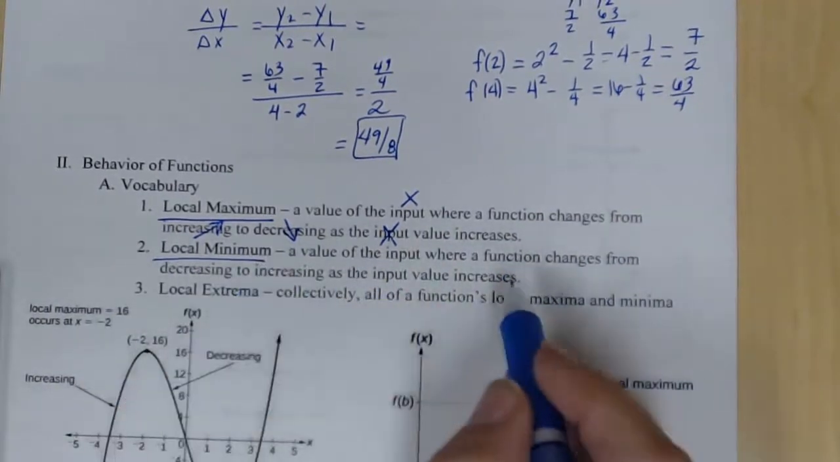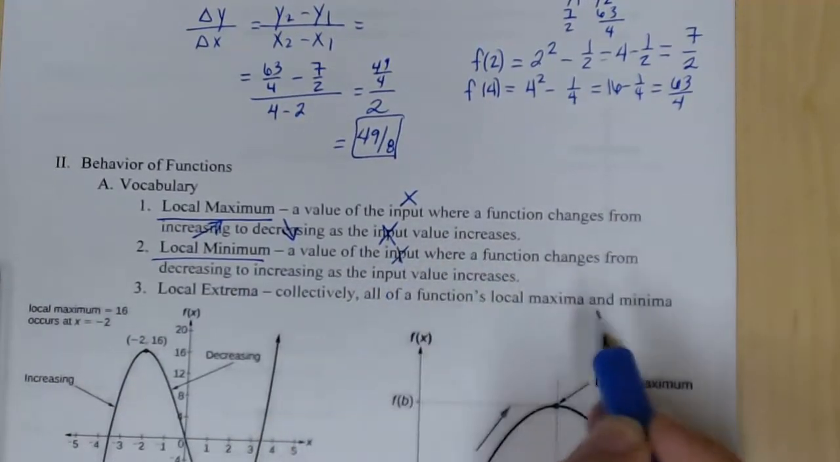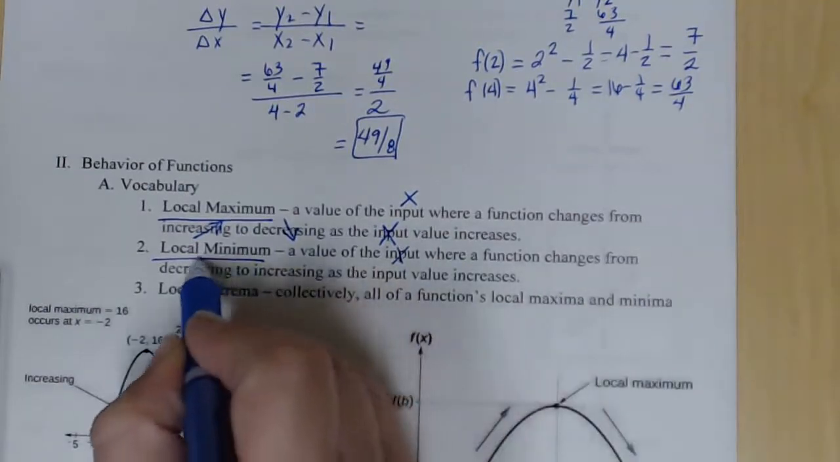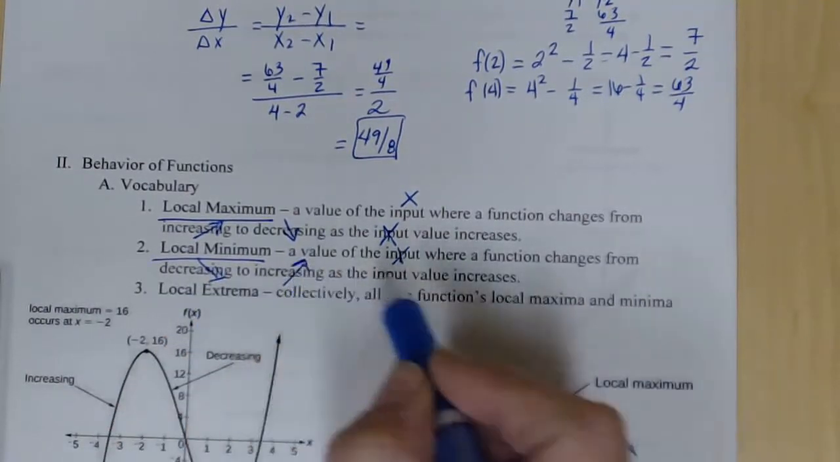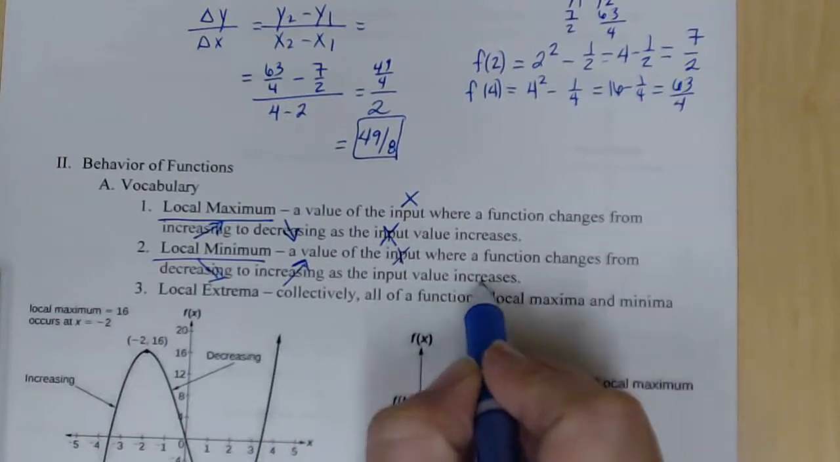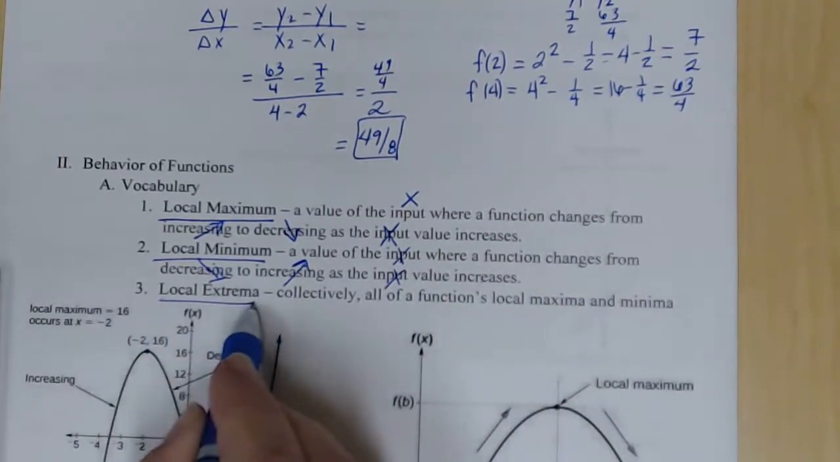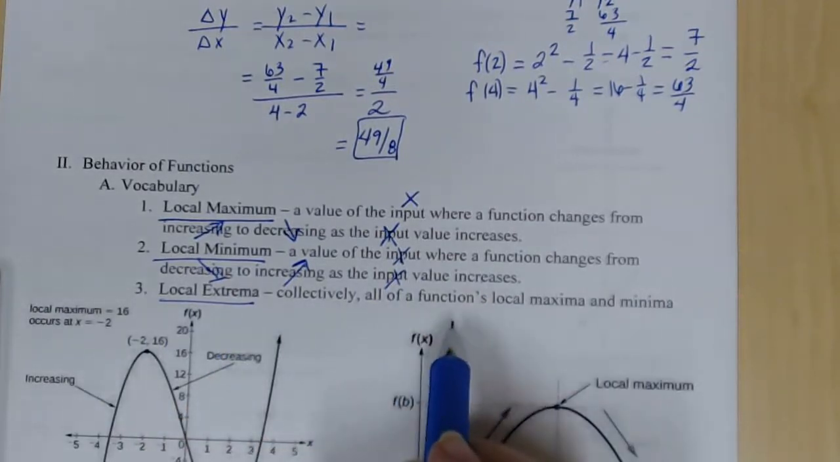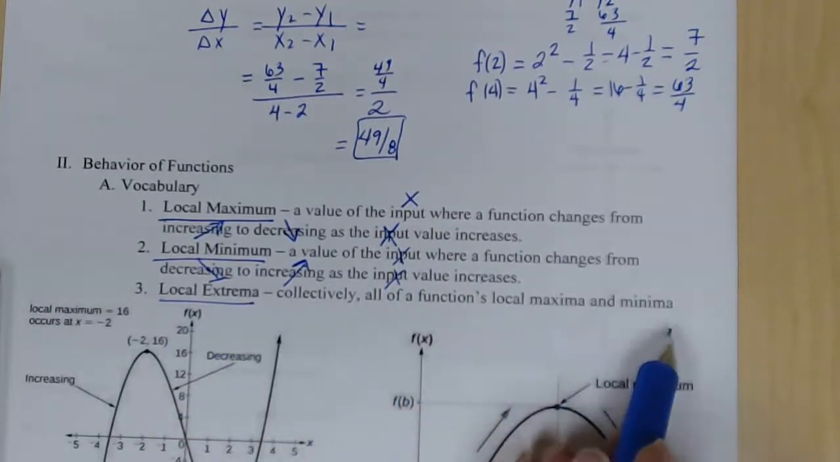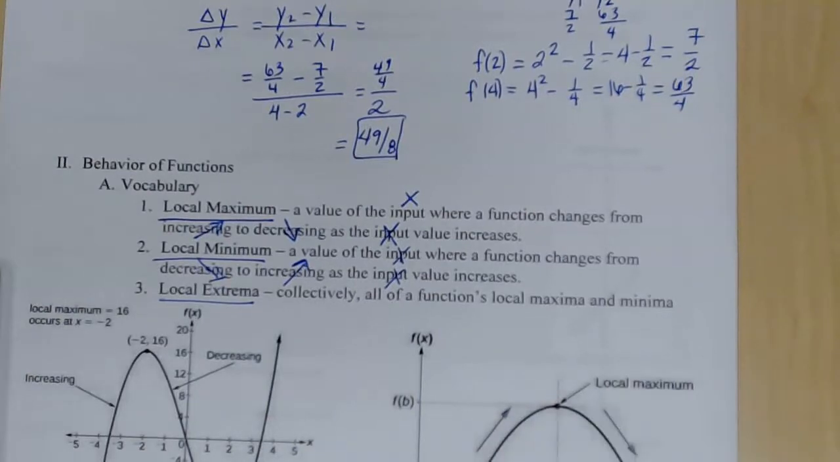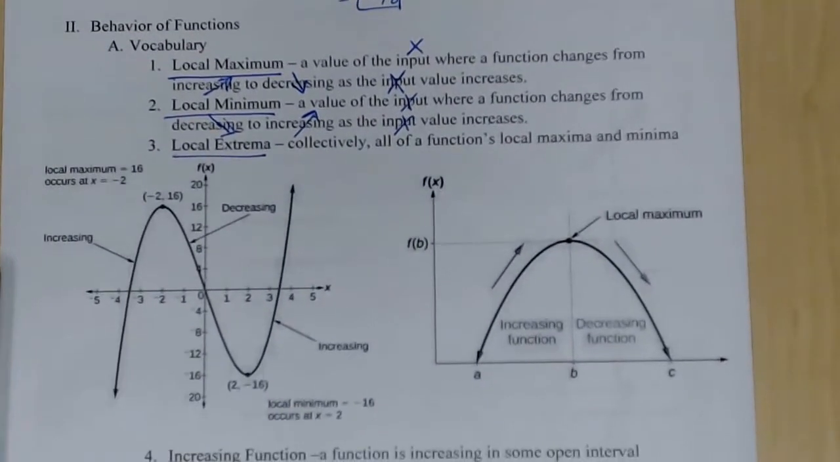Local minimum is a value of the input, or x's, where a function changes from decreasing to increasing as the input value increases, or as your x increases. And local extrema is collectively all of a function's local maxima and minima. That was a lot of words for a math class. Let me show you in a picture here.